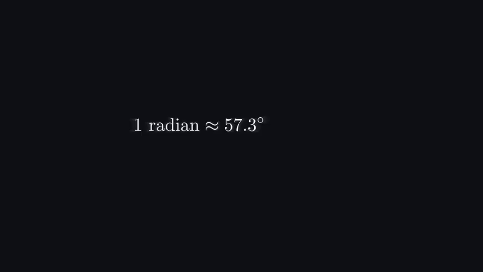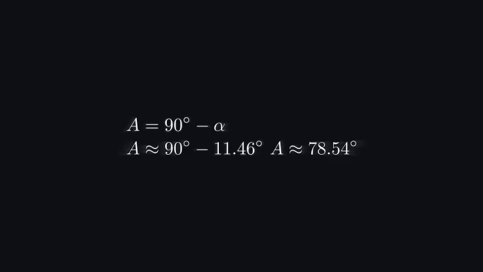One radian is 57.3 degrees. Alpha approximately equals 0.2 times 57.3 degrees. Alpha approximately equals 11.46 degrees. A equals 90 degrees minus alpha. A approximately equals 90 degrees minus 11.46 degrees. A approximately equals 78.54 degrees.